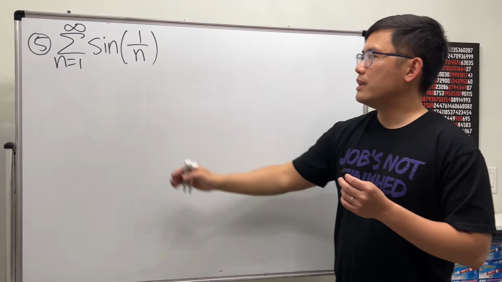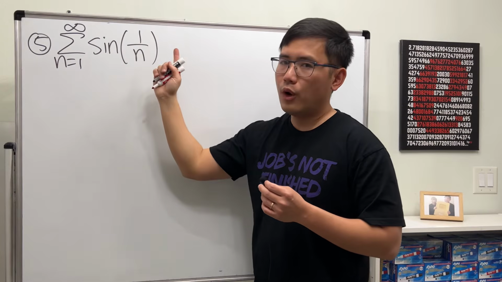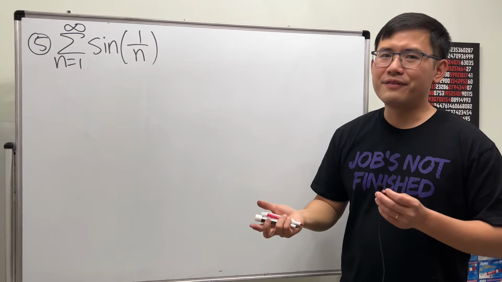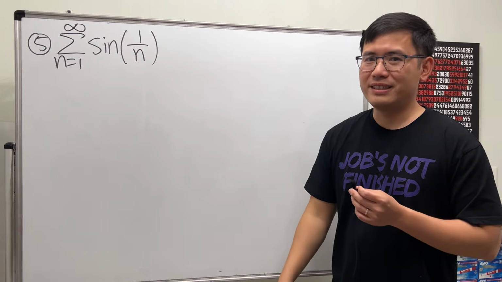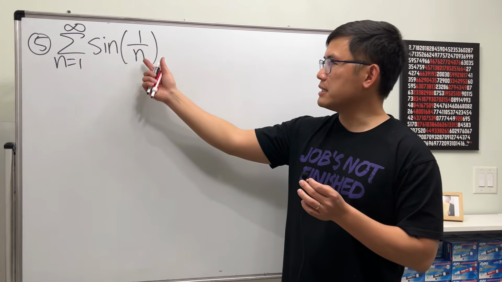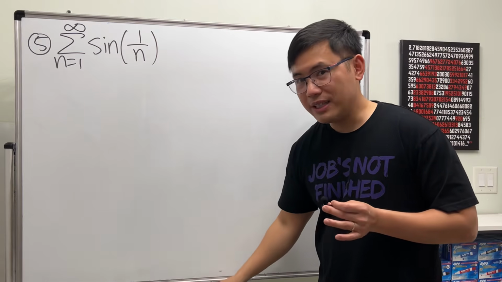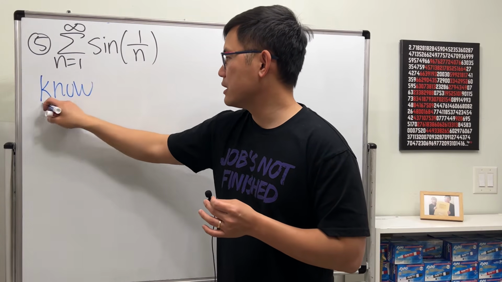Now, next one, we have the series as n goes from 1 to infinity of sine of 1 over n. For this one, because we're dealing with sine functions, I don't think inequality works out nicely, right? But if we look here inside, we have 1 over n. So let's try the limit comparison test. But let's go ahead and write down what we know first.